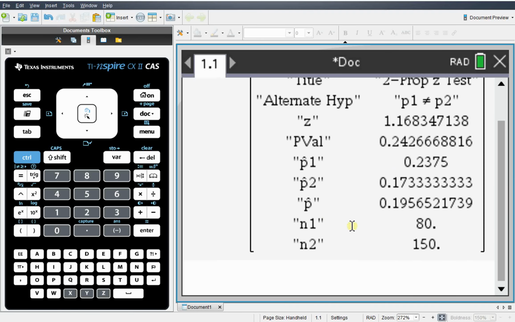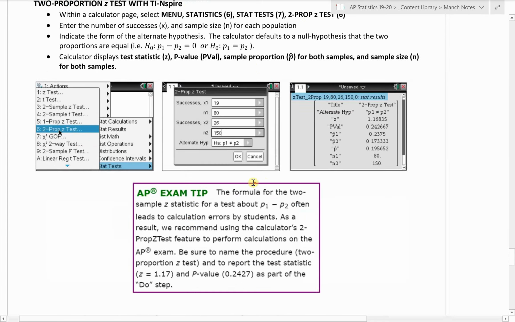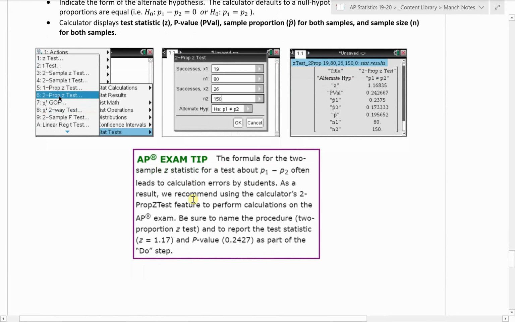All right, and so then it spits out some values at us. We need to make sure we note the important ones. If we come back to our notes, our AP exam tip here emphasizes the important things. We need to make sure we name the procedure, which we already did in the previous step. We need to report the test statistic, which we'll note in a minute here, and the p-value, okay?